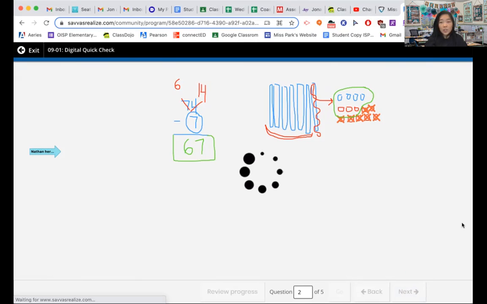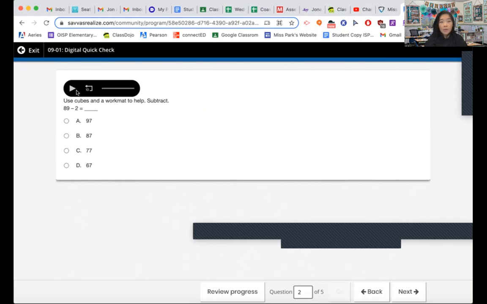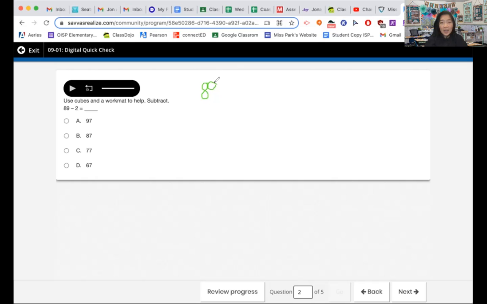Okay, question number 2. Ready? Use cubes and a work mat to help. Subtract. So we have the number 89 minus 2. How many 10s do we have in the number 89, guys? 8. So we're going to draw 8 10s.